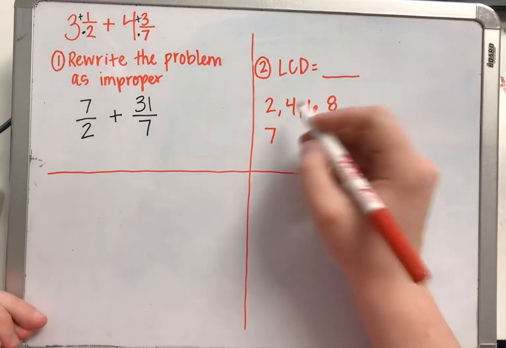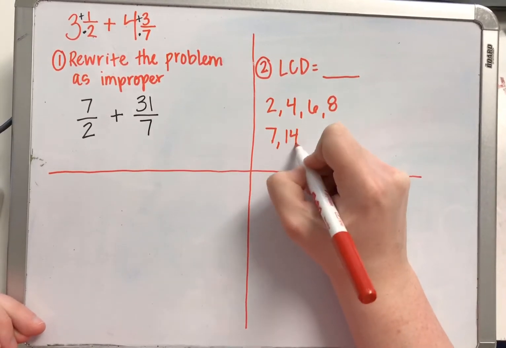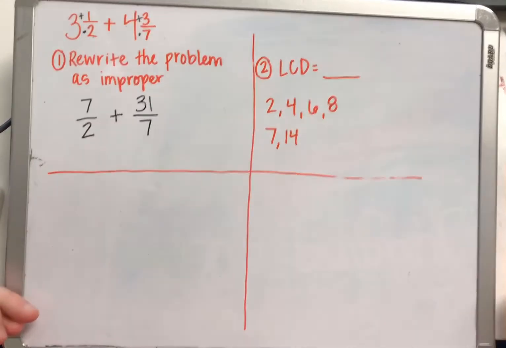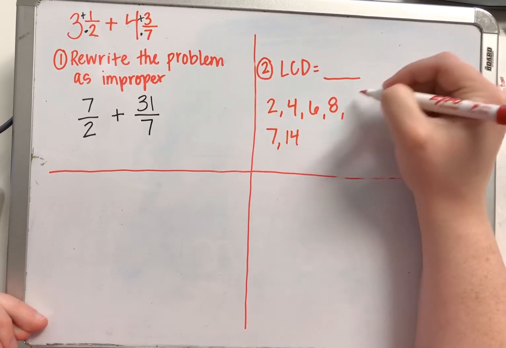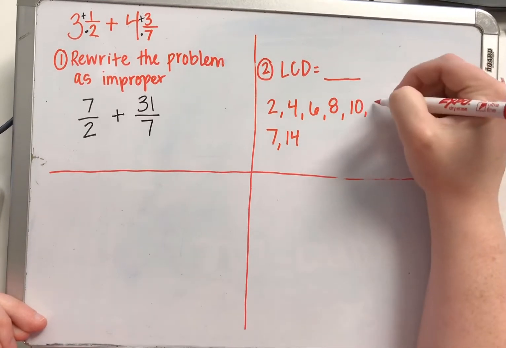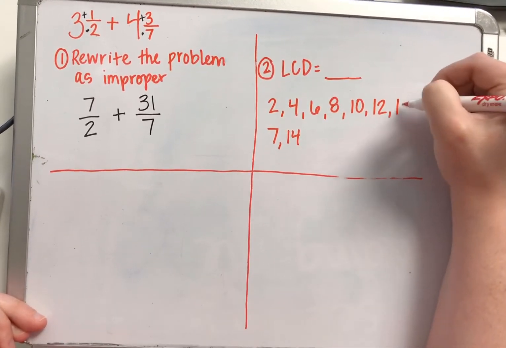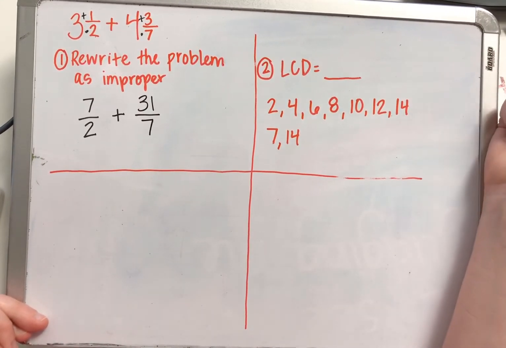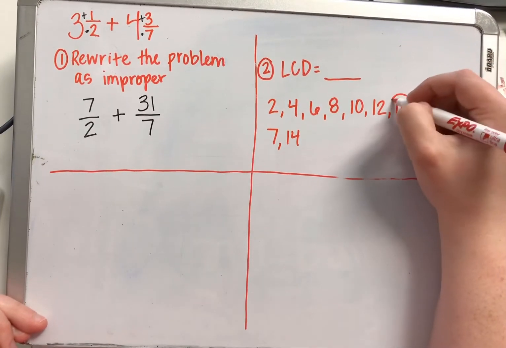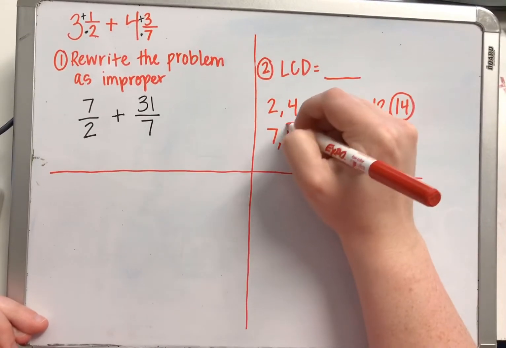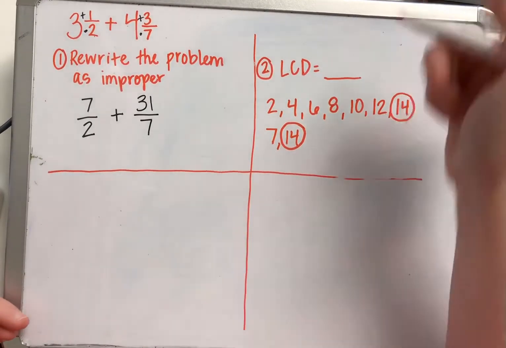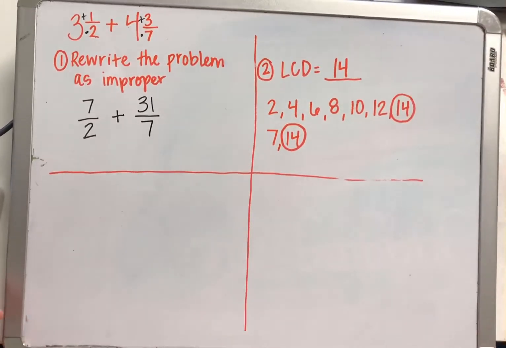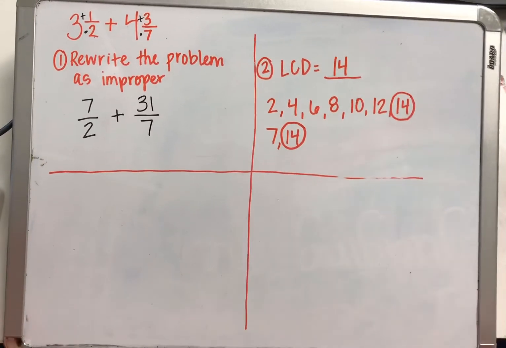So the next multiple of 7 is 14. Well, I can't get 14 to be 8, so let's see if we can get 8 to be 14. So 8, 10, 12, 14. So I'm going to stop right here because now that I have the same number in both rows, that is my least common denominator. So for this problem, that's going to be 14. So that's all you do in box 2.